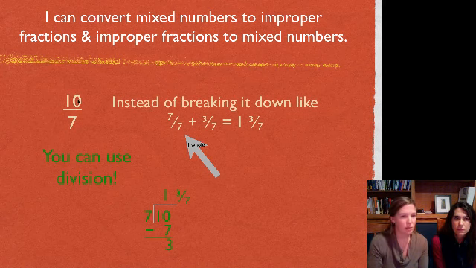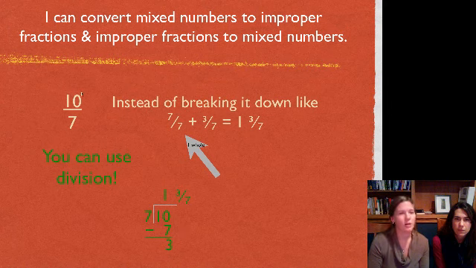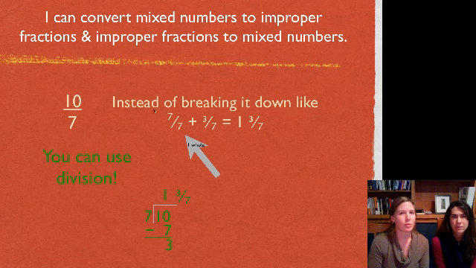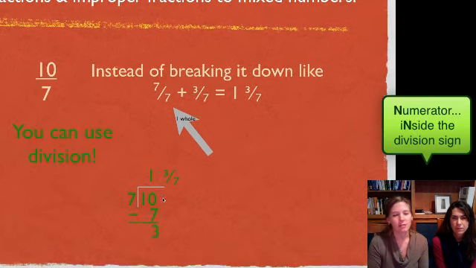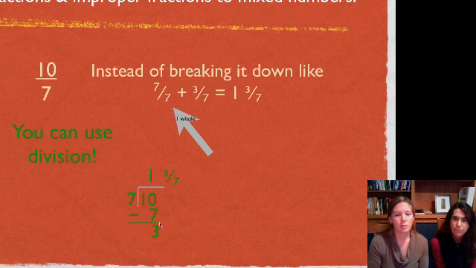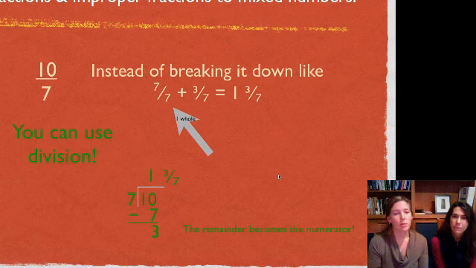10 is my numerator. It goes on the inside of this division sign, so I tend to think of N for numerator, N for the inside, if that helps you remember it. So I have that come down here, and I figure out 7 goes into 10 once, and then you go through the whole long division process. 7 times 1 is 7, subtract it, 3, and my 3 now becomes my numerator.